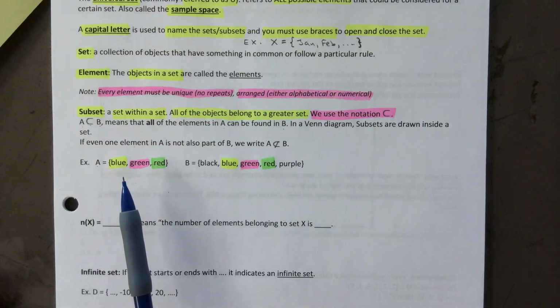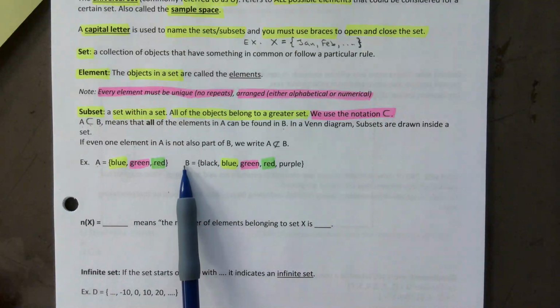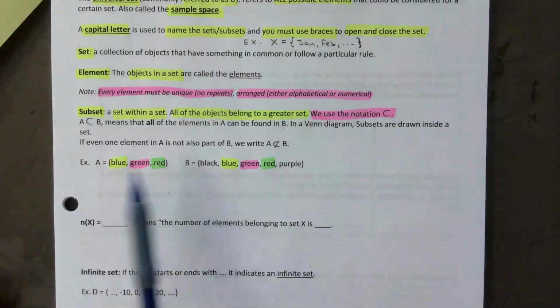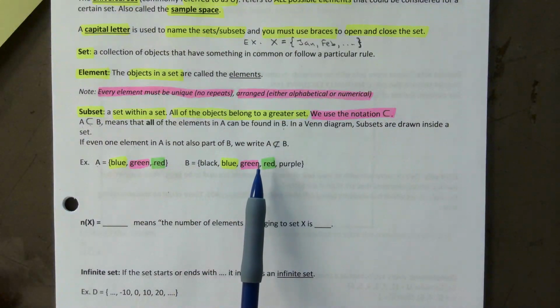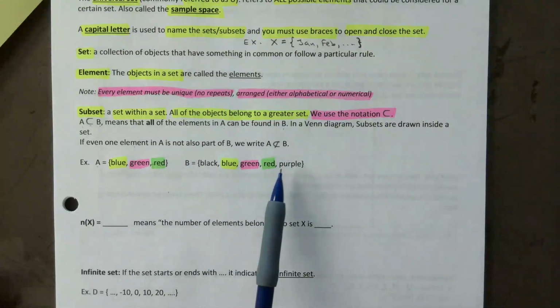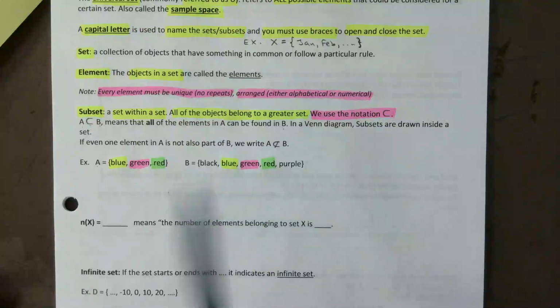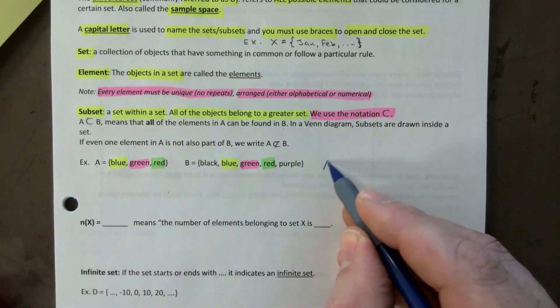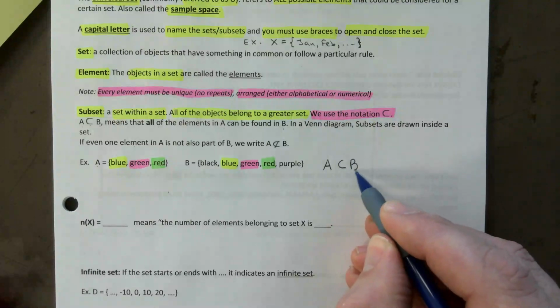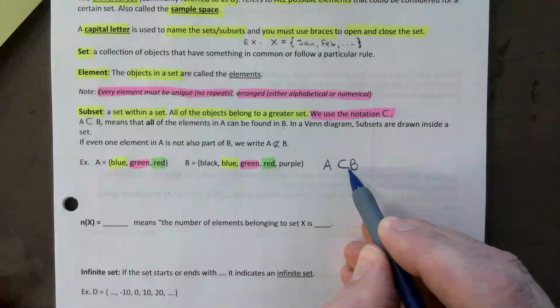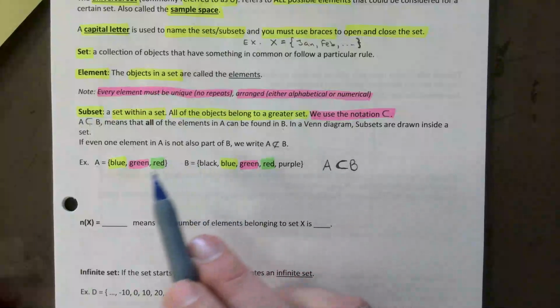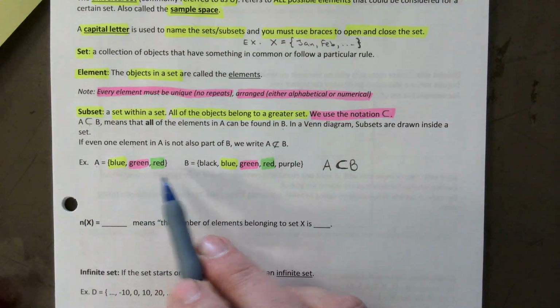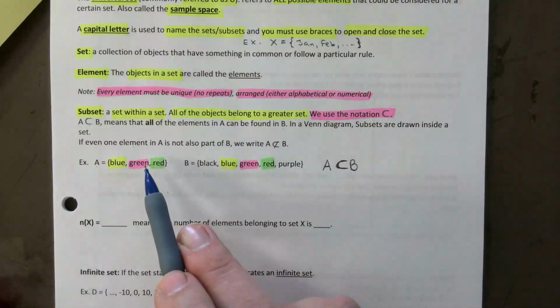So if I were to ask you, is A a subset of B? The answer would be yes. Why? Because every single element in A can be found in B. Think of it this way: this one is inside the other one. That's what a subset is. So we would say that A is a subset of B. It should technically be longer, it shouldn't be a C, it should look like this. So question now, is B a subset of A? No, because not every element in B is also found in A.